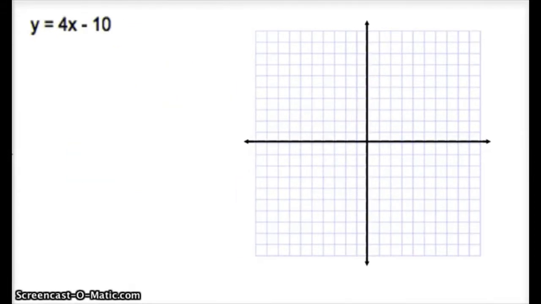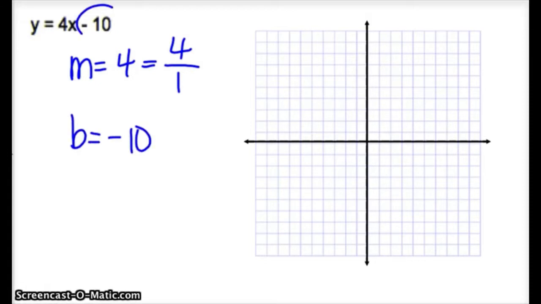Last one, y equals 4x minus 10. My slope is 4. It's actually 4 over 1, rise over run, and my y-intercept is negative 10. Don't forget your negative in front of the 10. Plotting my y-intercept, or my bomb, on the y-axis. My y-intercept, I'm going to count my slope. Up 4 and right 1. So put my point right here. Using my ruler, I'm going to draw my straight line, and that is it.